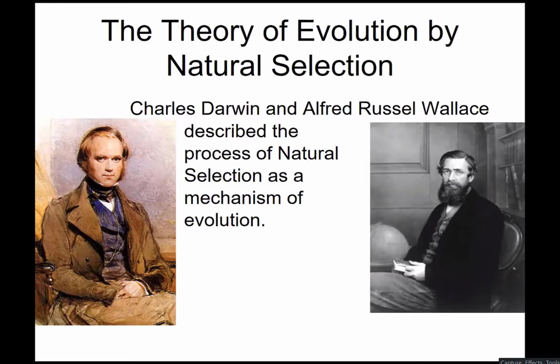Both men came up with the same mechanism, and there are two conditions which would have to be met in order for evolution to take place by means of natural selection. One condition is overproduction of offspring. What that means is that within a generation, the parents produce more offspring than it takes to replace the parents. And that's actually pretty easy to show.